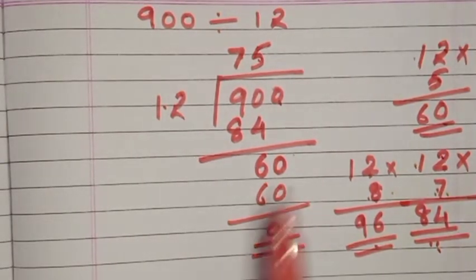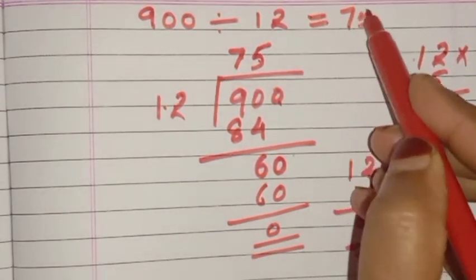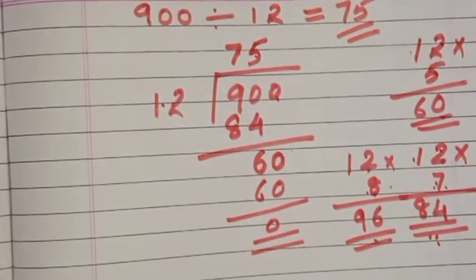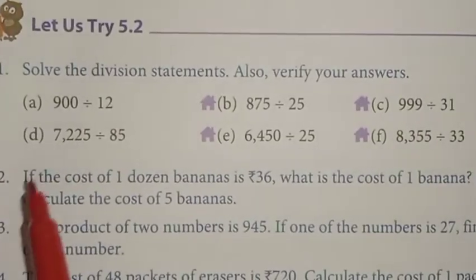Okay. So the quotient is 75. So the answer here is 75. Quotient is the answer. Okay. One more question we can do, D question.